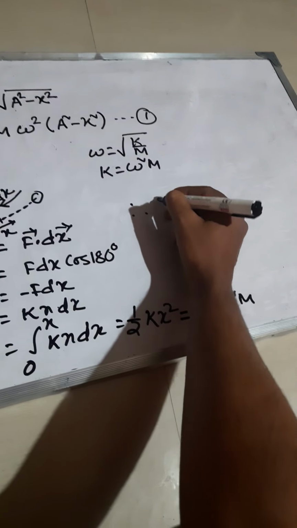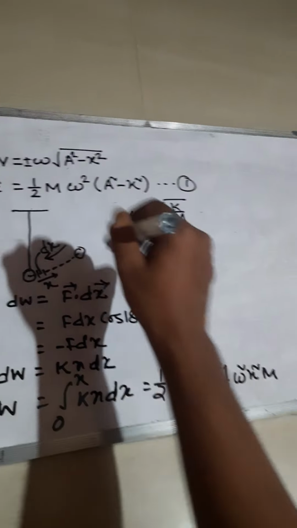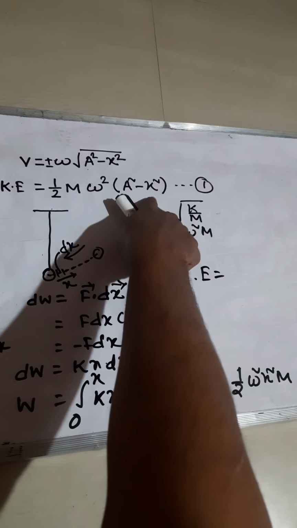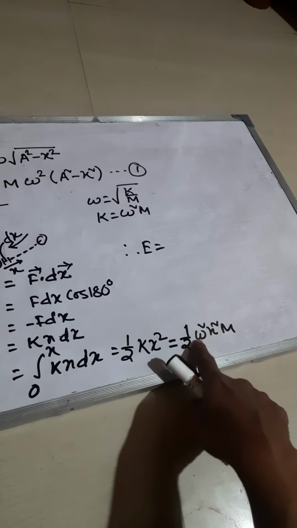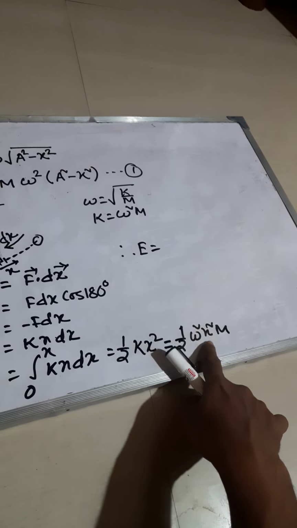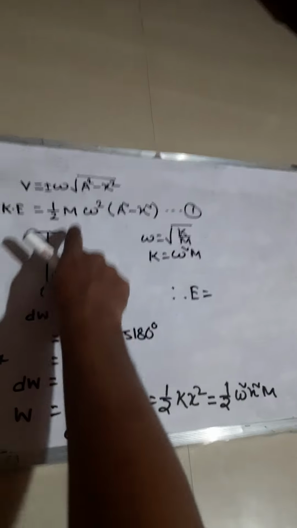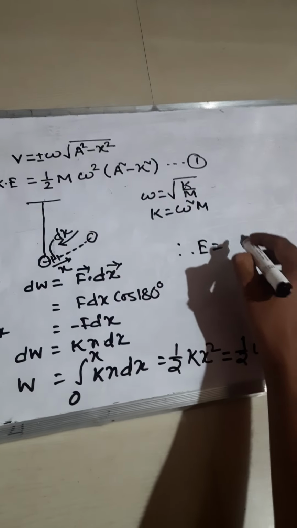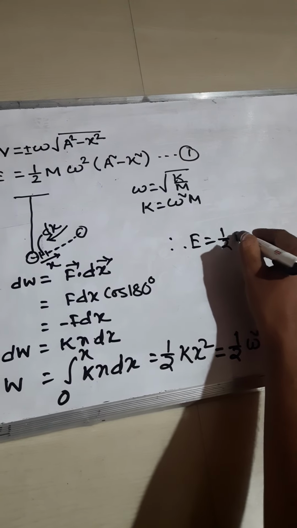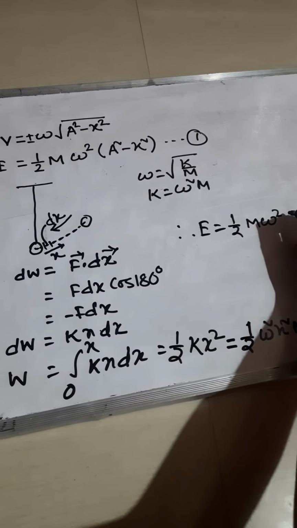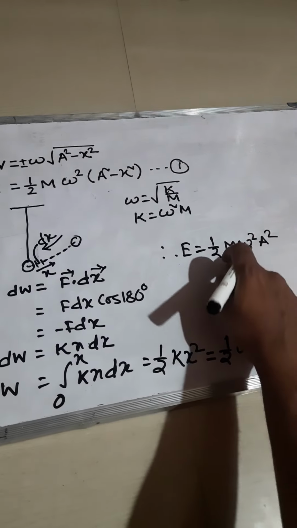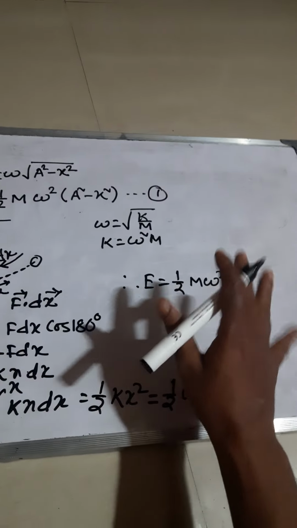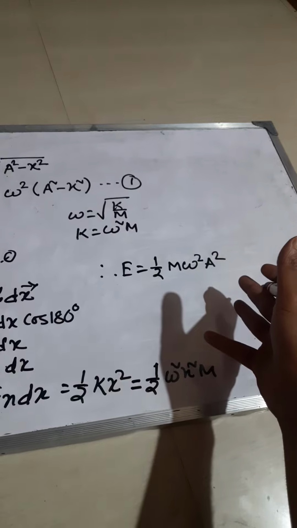Therefore, the total energy E, that is the kinetic energy plus potential energy, is half m omega square a square minus half m omega square x square plus half m omega square x square. So this x dependent term cancels out and only the a dependent term survives. So the total energy of the system will be half m omega square a square. m, omega and a are constant quantities. That means the total mechanical energy of the body is constant.